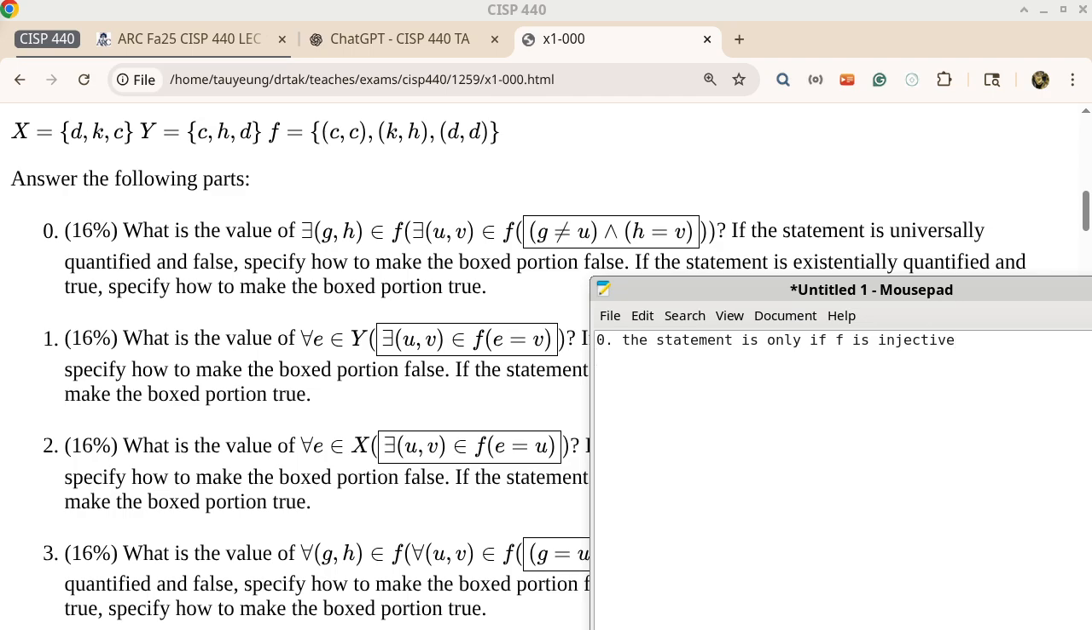Or the statement is false. Okay, there we go. I forgot to mention that. False only if F is injective.